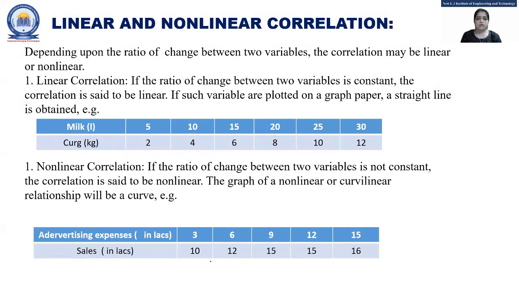The other one is linear and non-linear correlation. Depending upon the ratio of change between two variables, the correlation may be linear or non-linear. First, linear correlation. If the ratio of change between two variables is constant, the correlation is said to be linear. If such variables are plotted on a graph, a straight line is obtained.